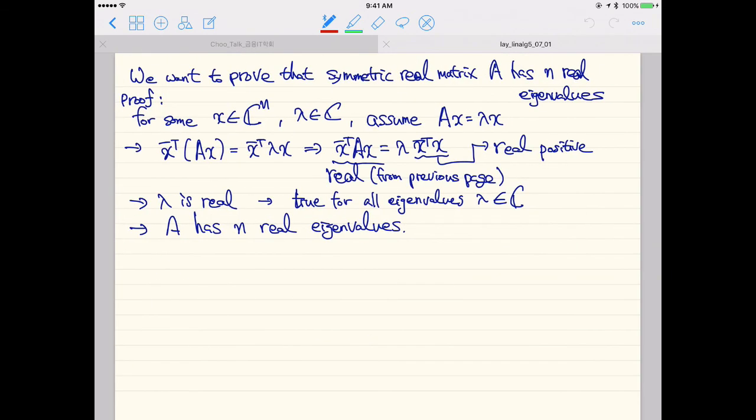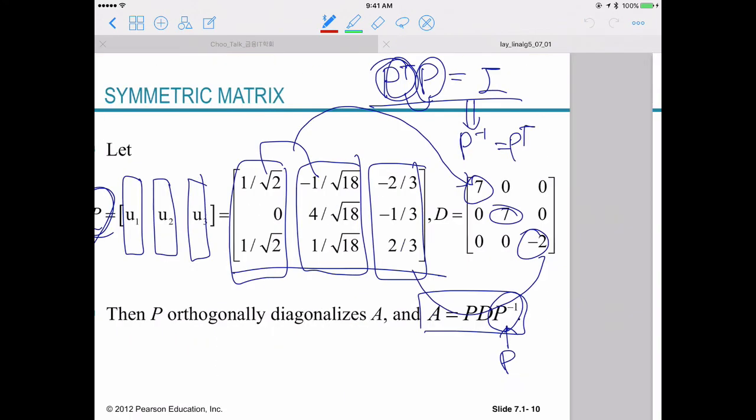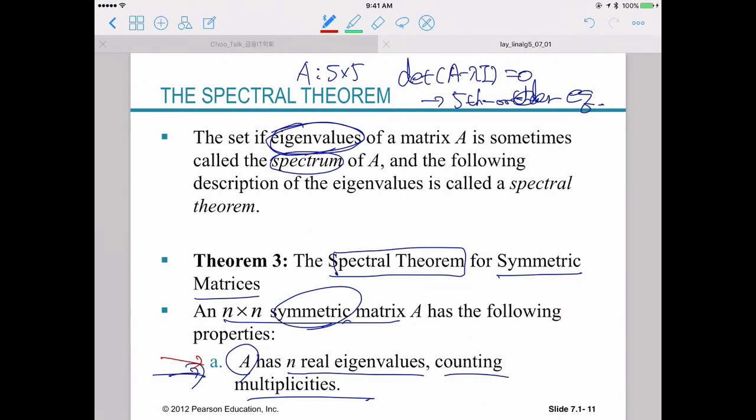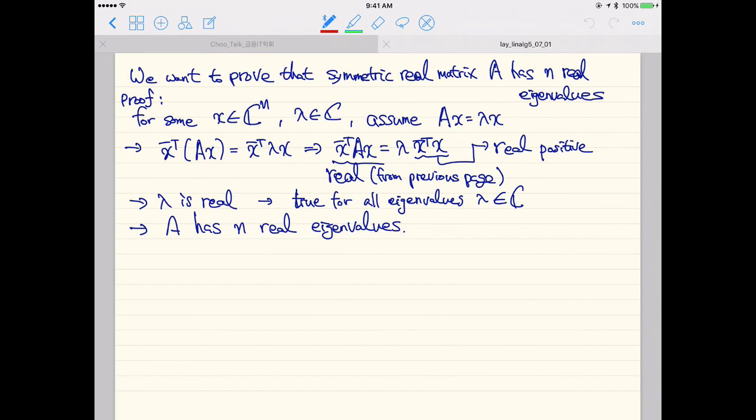Okay, and now let's try to prove this guy. A real and symmetric matrix A has n real eigenvalues. Okay, so this is what we want to prove. So a symmetric and real matrix A has n real eigenvalues. That's what we want to prove.